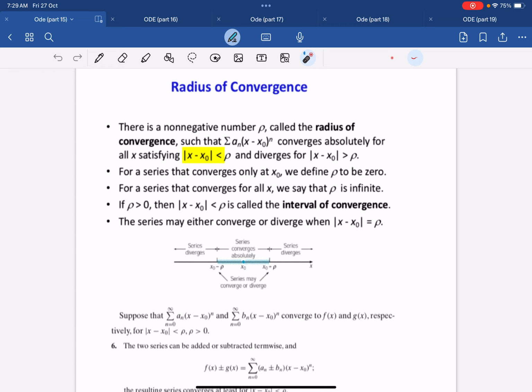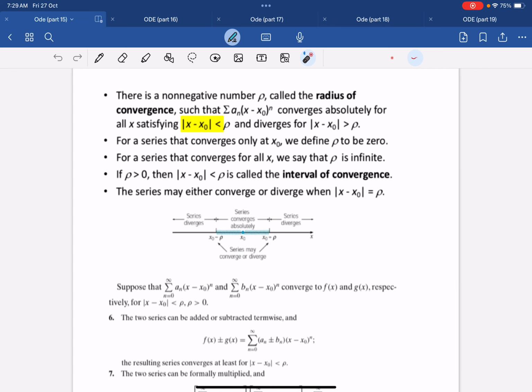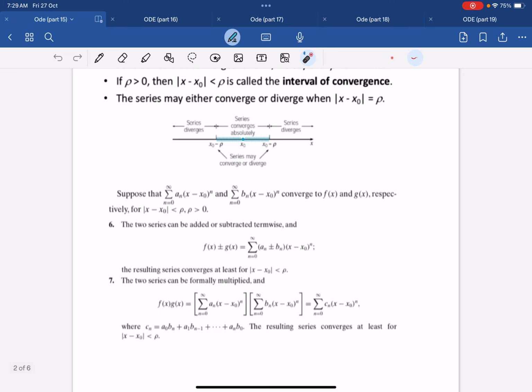Next, we talk about the radius of convergence, which is basically the interval in which this series converges absolutely. For a series that converges only at x naught, we define the radius of convergence to be 0. And if it converges for all x, then we say that the radius of convergence is infinite. The series may converge or diverge exactly at the endpoints, so you always have to check that separately.